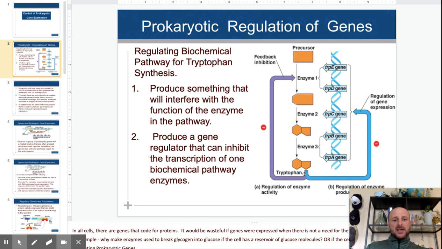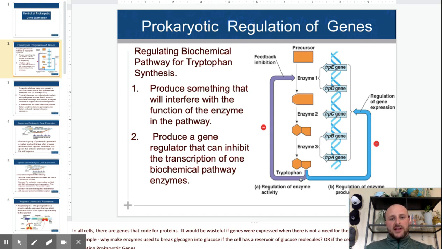If we want to make an amino acid called tryptophan, then our prokaryotic cells have genes that can actually make that. There's times when they want to make it, essentially if there's none present. If there is some present, they're not going to want to make it. So you can do two things.